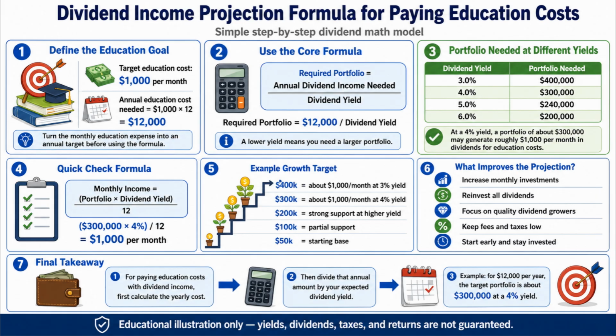To pay education costs with dividend income, first calculate the yearly cost. Then, divide that annual amount by the expected dividend yield. For example, if the education cost is $12,000 per year, then at a 4% yield, the target portfolio is about $300,000. Please remember that this is an educational illustration only. Dividend yields, returns, taxes, and investment results are not guaranteed. Actual results can change depending on market conditions, company performance, and investment choices.